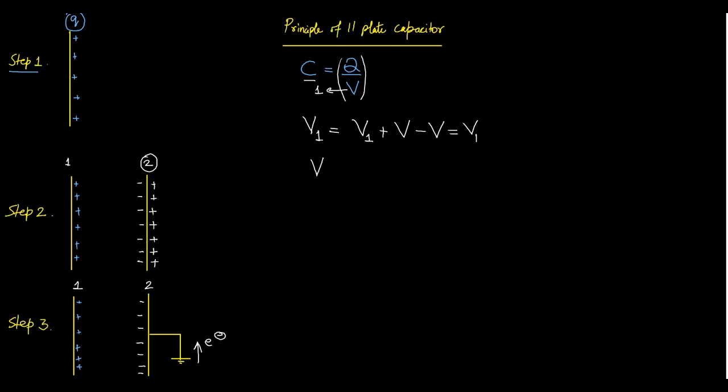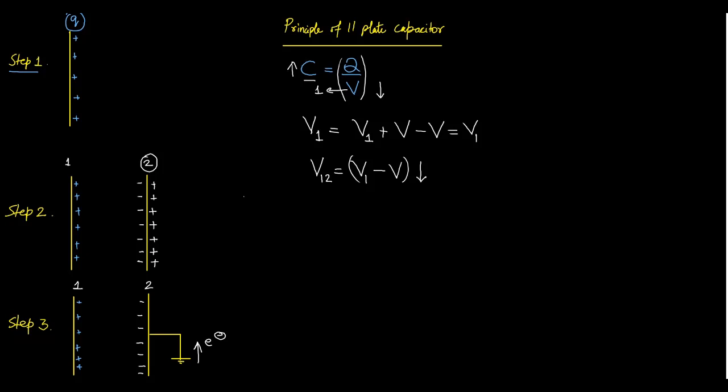Now if I talk about the potential difference between plate 1 and 2, that will be the potential of plate 1 and the potential due to negative charge. Now this V1 minus V shows that the potential difference between the plates is less. If the potential difference is less, the capacitance will increase. So in this manner, without increasing the size of a conductor, we can increase the capacitance.